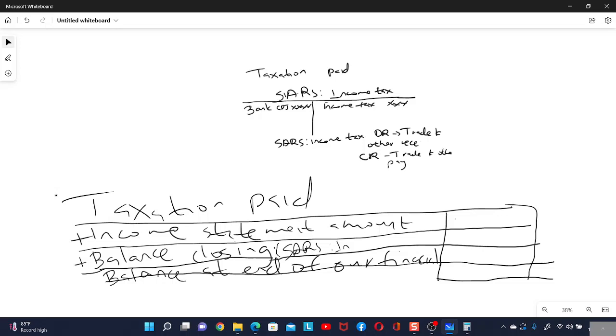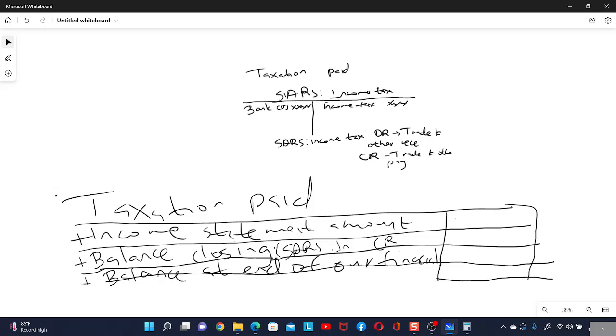So you only add it if that SARS income tax has a credit balance. But if it had a debit balance, you are going to subtract it. And then you add the balance at the end of our financial year. The balance at the end of the financial year, this is the SARS income tax at the end of the year.